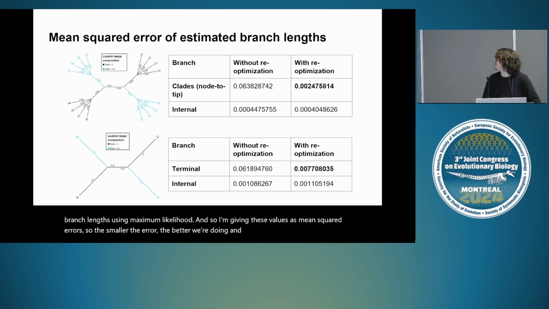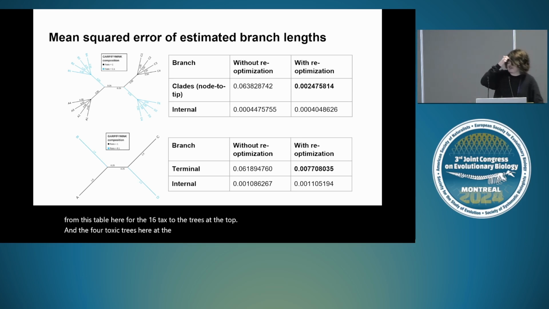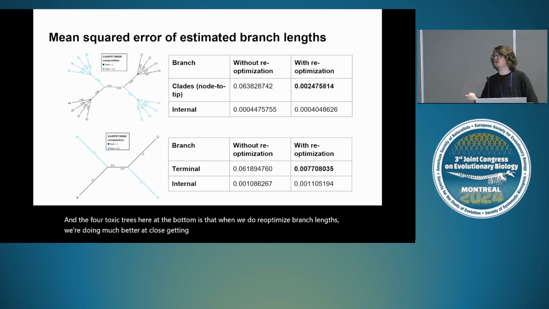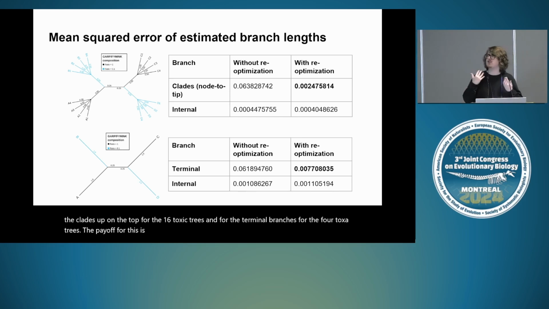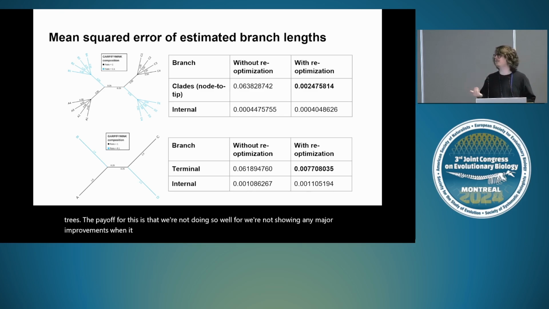Hopefully what you can see from this table, for the 16 taxa trees at the top and the 4 taxa trees at the bottom, is that when we do reoptimize branch lengths, we're doing much better at getting closer to what the true branch lengths should be for the clades up on the top for the 16 taxa trees and for the terminal branches for the 4 taxa trees. The payoff for this is that we're not showing any major improvements when it comes to estimating branch lengths at the internal branches. So there's a little bit of a trade-off there.